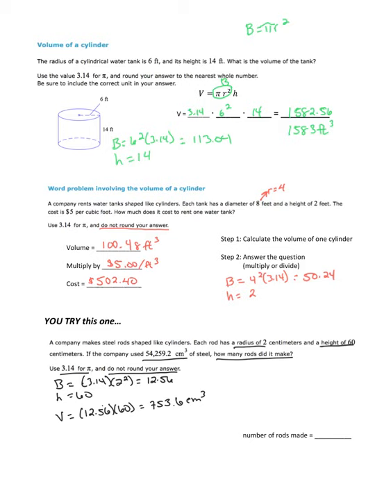Now, we're going to take this and we're going to use it. We want to know how many rods it made. So let's do the second part of the problem in a different color. 54,259.2 cubic centimeters divided by 753.6 cubic centimeters. Whoops. Really helps if you put in the right numbers. All right. 72. They made 72 steel rods.